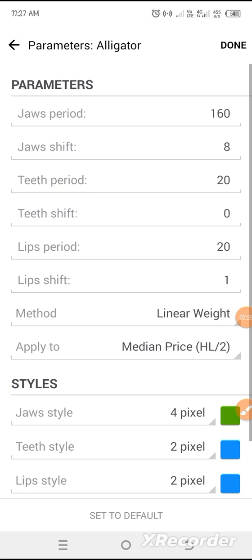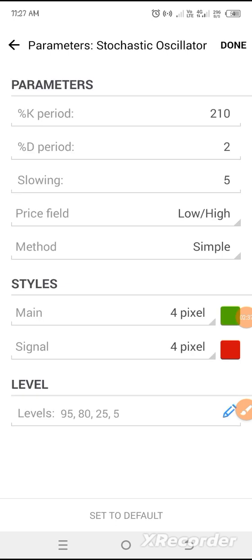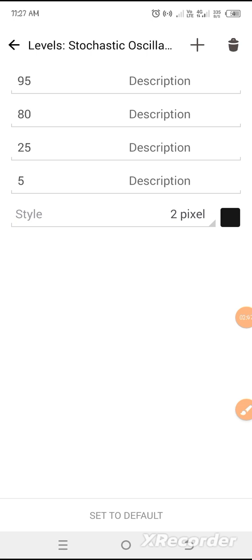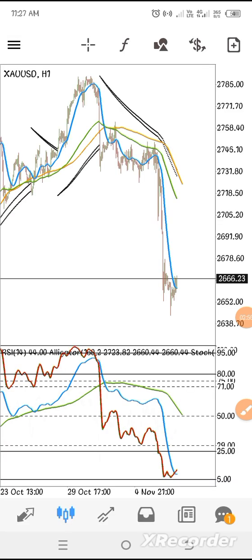Alligator: the same settings of Alligator on the main chart is what you are going to use on the indicator window 1. Then stochastic oscillator: K% is 210, D% is 2, slowing is 5, price field is low/high, method is simple. Then any color of your choice. The levels here are 95, 80, 25, and then 5. You click done. Guys, your chart is going to look like this.